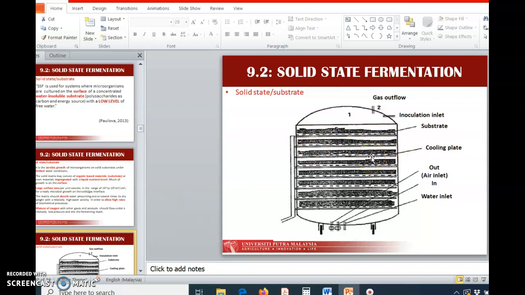When you buy the tempeh, usually when you touch the tempeh, you will feel the heat because the fermentation itself will produce heat because it is a metabolic reaction. So we must have cooling plate. So this is basically the design of the solid state fermenter.